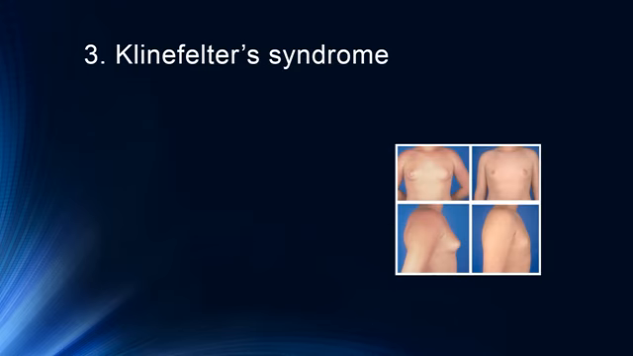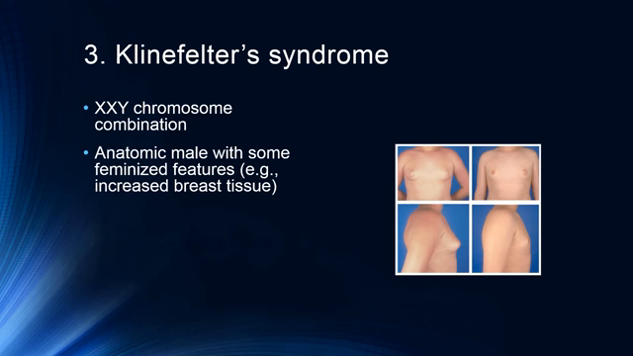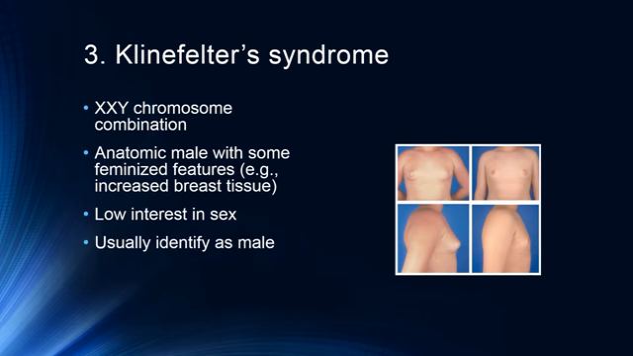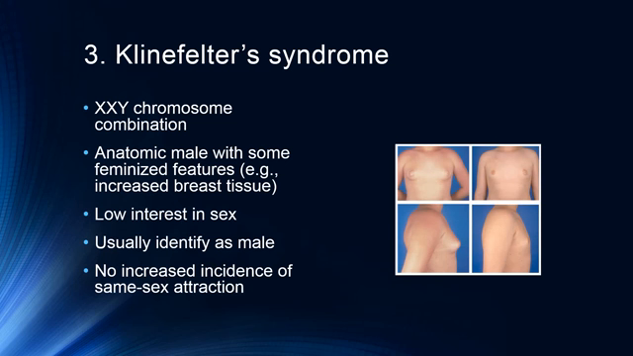So I want to talk about some different biological variations, and I'm not entirely sure why the numbering has gotten off on this slide, but bear with me. Klinefelter syndrome is an XXY chromosome combination. We have an anatomic male with some feminized features, so things like increased breast tissue you can see here on the right. People with Klinefelter syndrome tend to have a low interest in sex. They tend to identify as male and have no increased incidence of same-sex attraction. So while they tend to identify as male, they're just as likely to be heterosexual as anyone else.